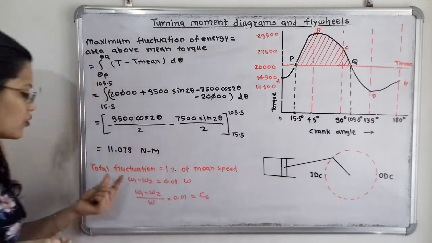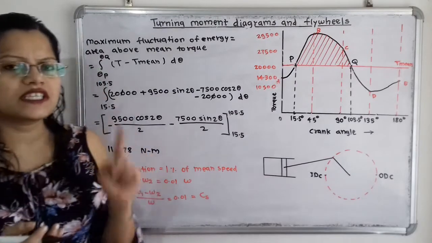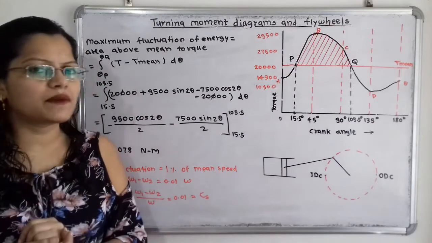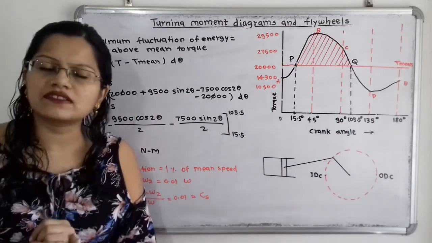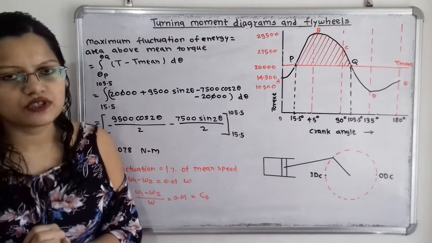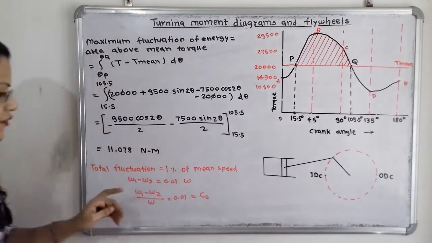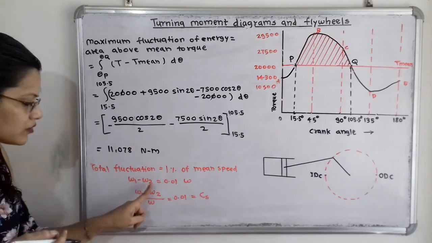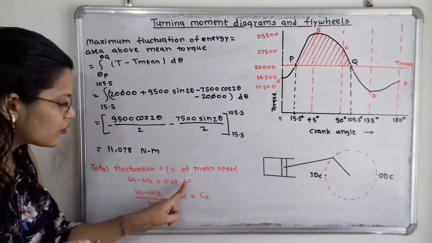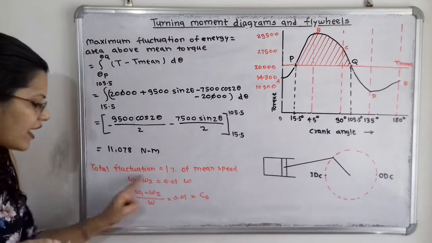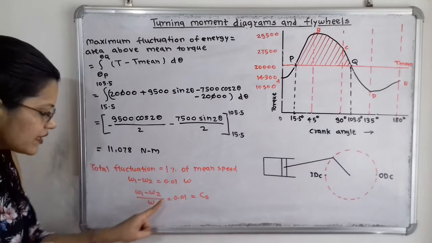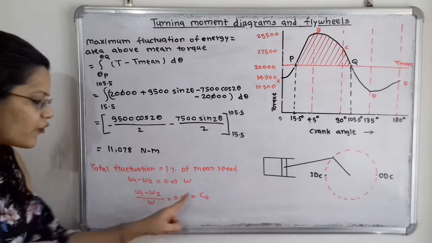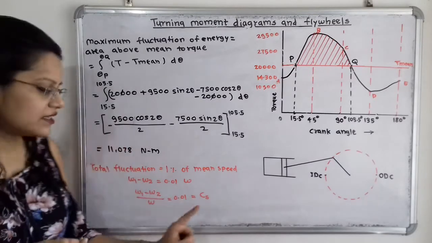And what is the total fluctuation? The total fluctuation is the difference between the maximum fluctuation and the minimum fluctuation. So maximum fluctuation we will consider as omega 1, and minimum fluctuation we will consider here as omega 2. So the meaning of this given equation is omega 1 minus omega 2, which is equal to 0.01 omega. And if I write omega 1 minus omega 2 divided by omega, which is equal to 0.01, this is the equation for coefficient of fluctuation of speed, that is Cs.